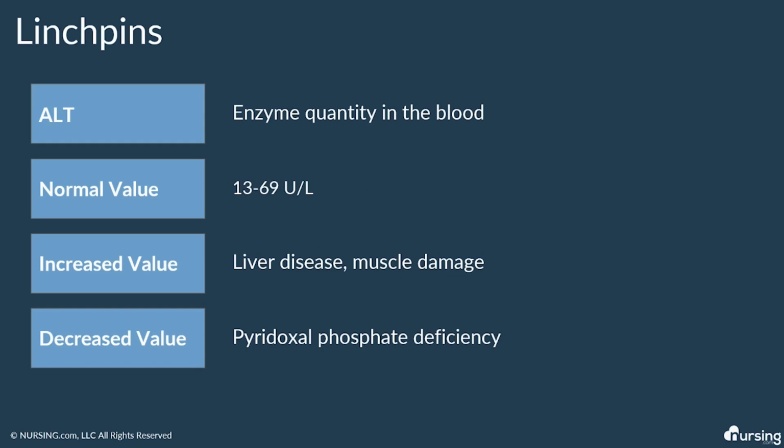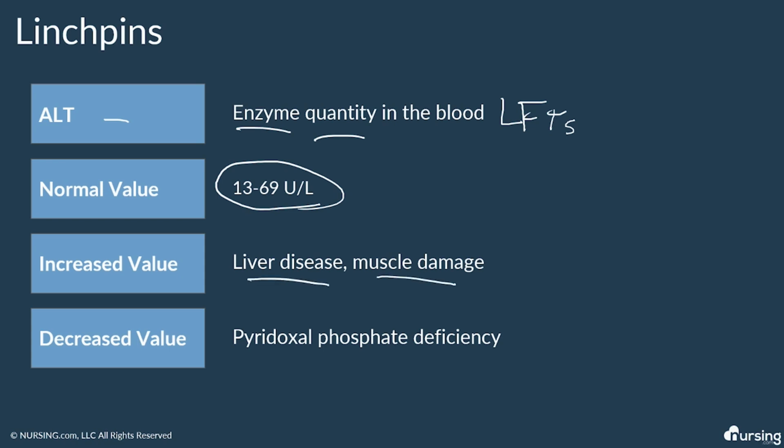Our linchpins for this lesson is that ALT is an enzyme that is quantified in the blood with this lab value. It's one of the LFTs, or liver function tests. A normal value is between 13 and 69 units per liter, and when increased indicates liver disease or muscle damage. A decreased value means pyridoxal phosphate deficiency. Again, a rare genetic metabolic disorder.